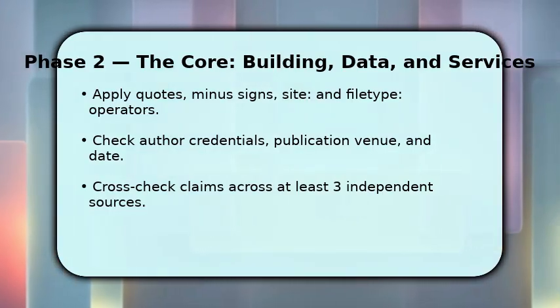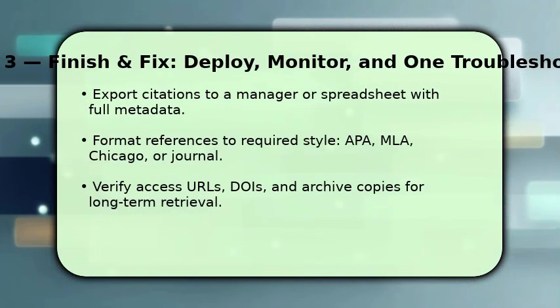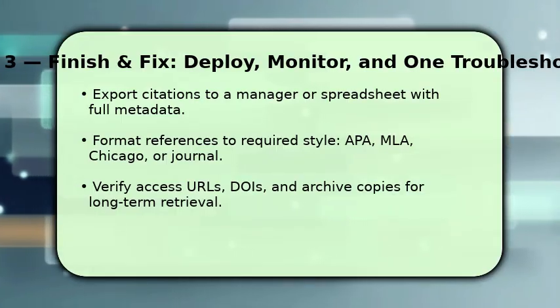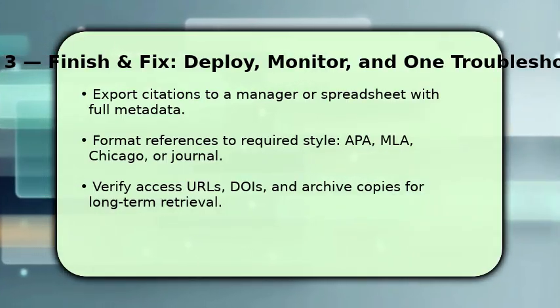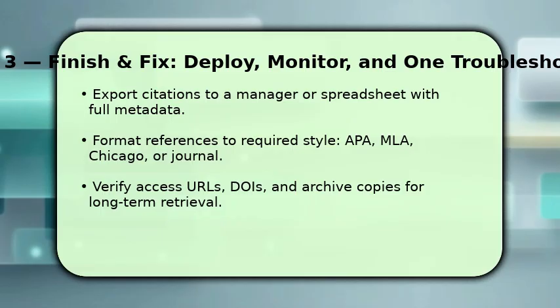You finish by exporting citations to a manager or a structured spreadsheet, including authors, titles, DOI, and access dates so nothing is lost. Next, format each entry to the required style and ensure consistency across the list. Finally, verify every URL and DOI and save archive copies when possible for long-term access. If a source disappears, use the archived copy.